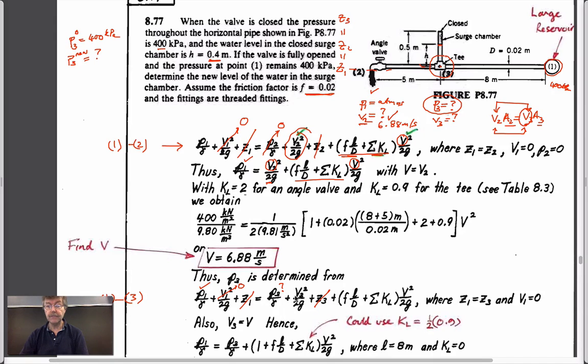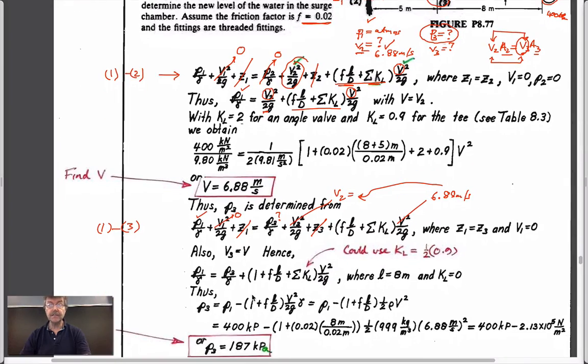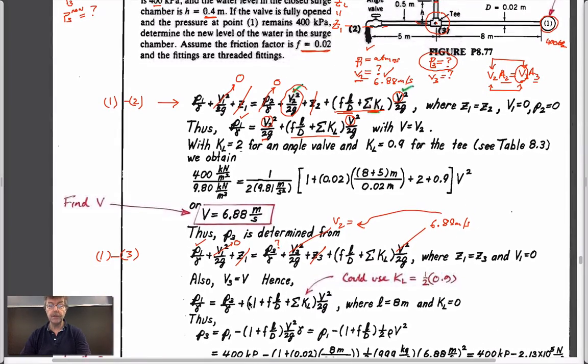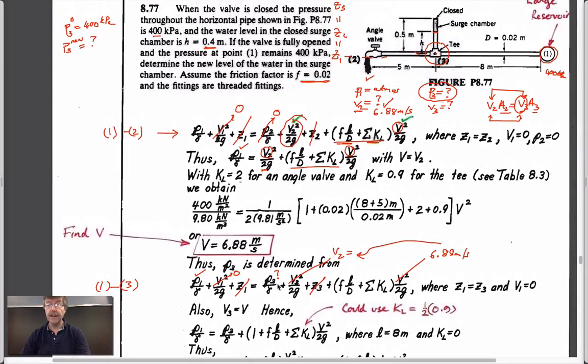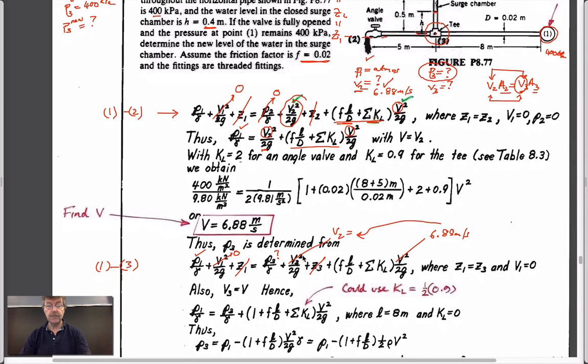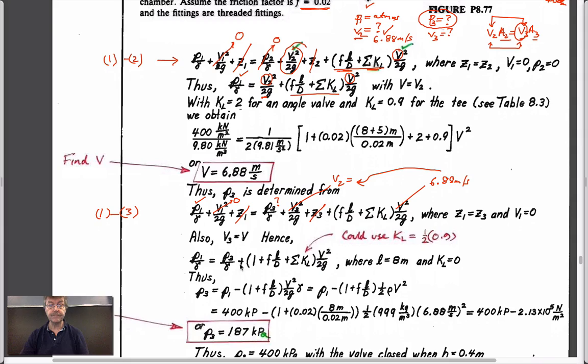And V3 is the same as V2, which we know, which is the same as this, which is 6.88 meters per second, as is this. And so if we rearrange this in terms of what we might want to know, what do we want to know? I guess we know P1, we'd like to know what P3 is. So we can rearrange it in terms of that, and this is this expression.